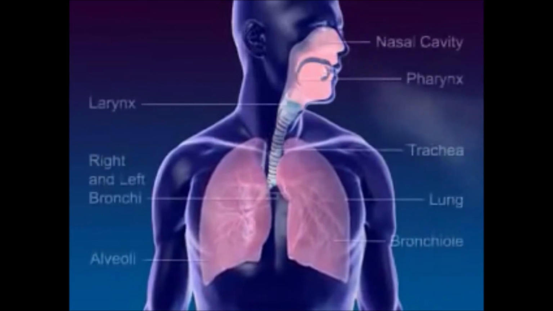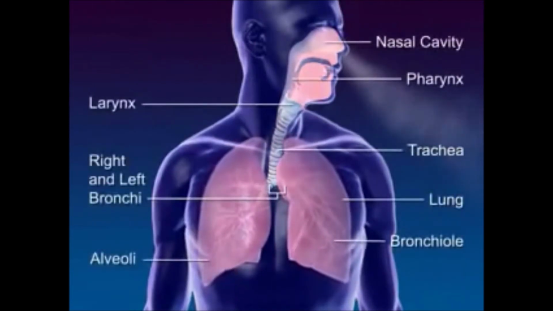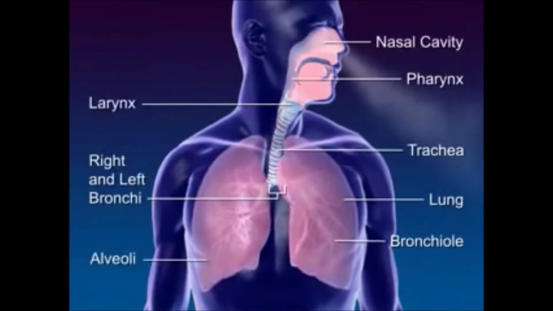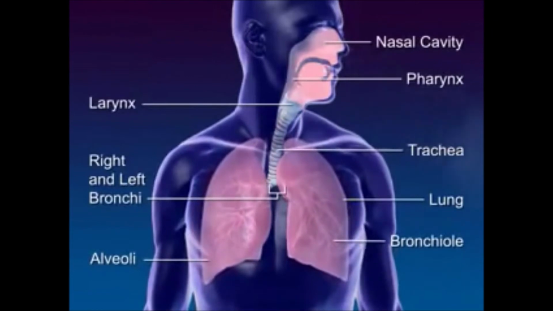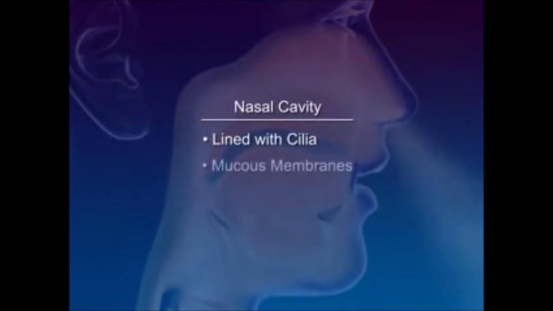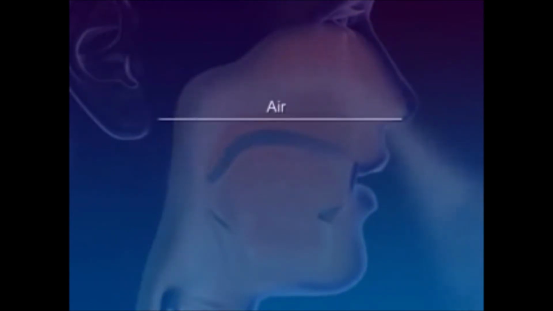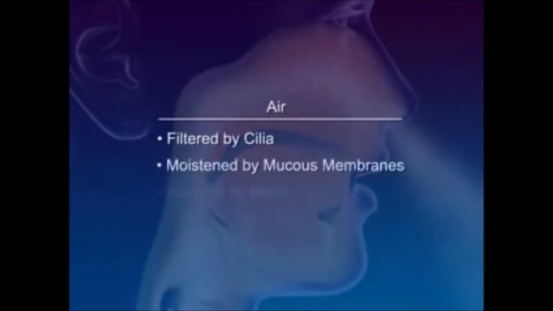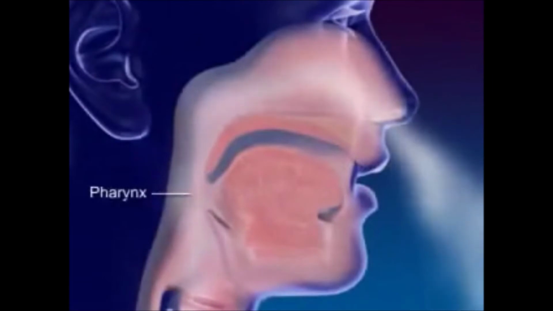The respiratory system moves air through the nose, pharynx, larynx, trachea, and bronchus to the alveoli where the gas exchange between oxygen and carbon dioxide occurs. Nares are the openings to the nose. The nasal cavity is lined with cilia, mucous membranes, and blood capillaries. The air is filtered by cilia, moistened by mucous membranes, and warmed by the blood. Air moves into the pharynx or throat, the common passageway for food and air.